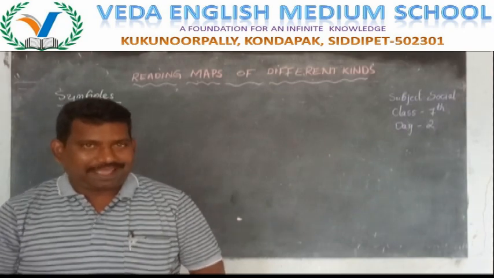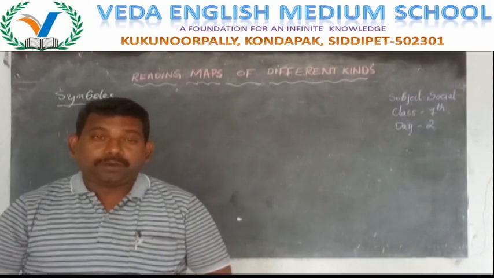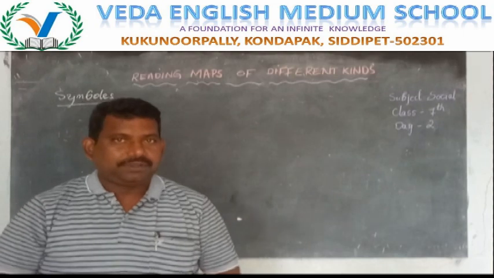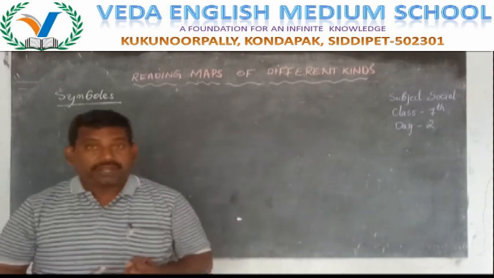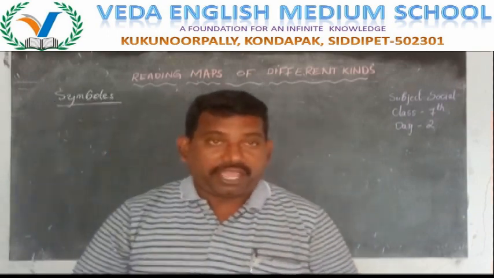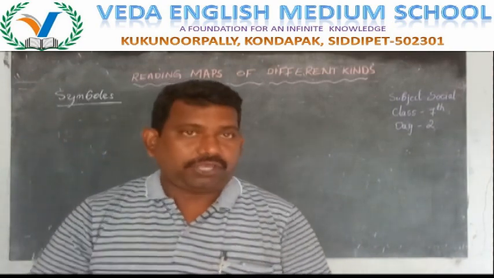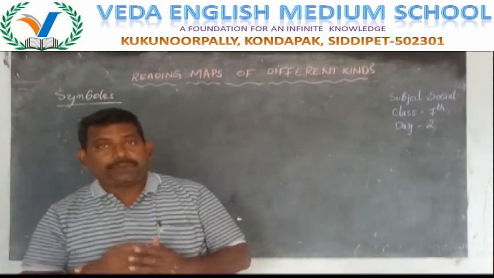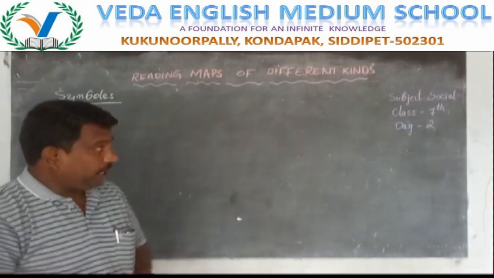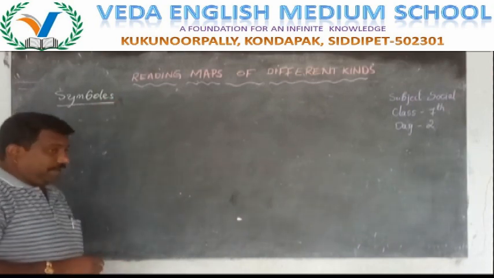So in the previous class, you recalled the topics which you learned in your 6th class. The topics like what is a map, what is a sketch map, scale, directions on map, symbols, like this. You recalled the topics of 6th class. Today, in today's class, again, we recall symbols.